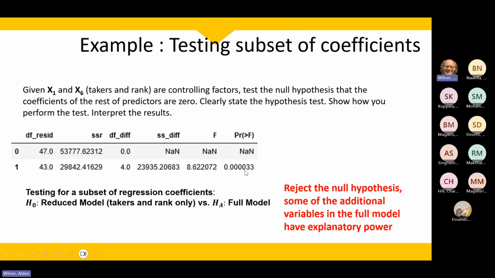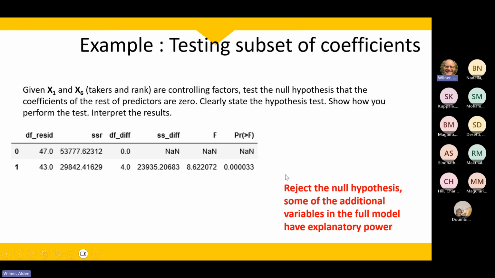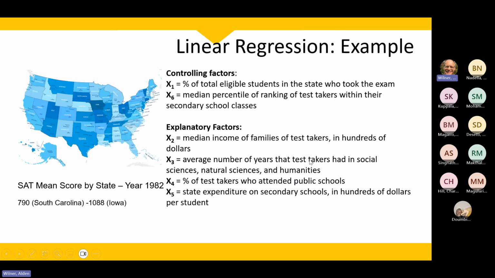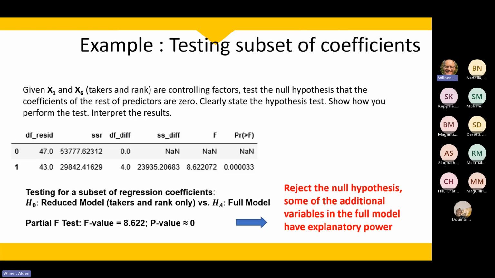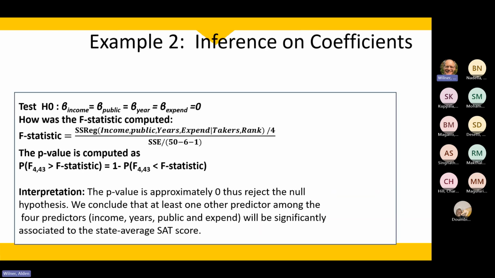We're lazy. We're just going to go straight to look at the p-value. We're going to see it's a small number, right? Much less than our threshold of 5%. And so we conclude that we reject the null hypothesis. At least one of these other features here, median income, average number of years, percent of test takers, and state expenditure, has an impact on the model. And again, if we look at our partial F test, we see the F value, 8.622, p-value approximately 0.